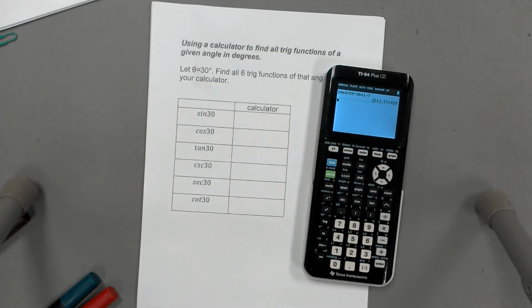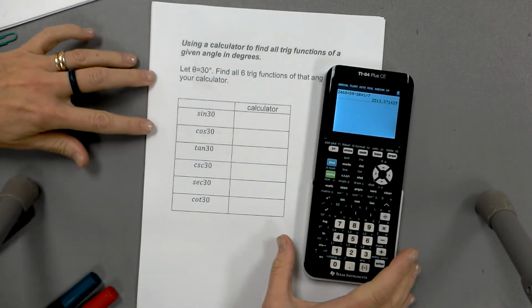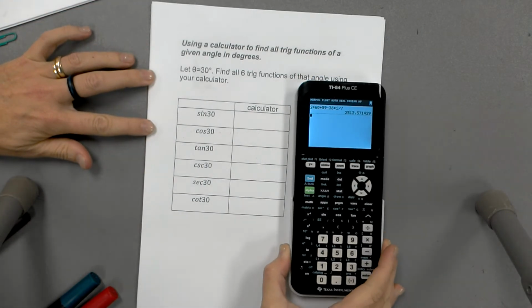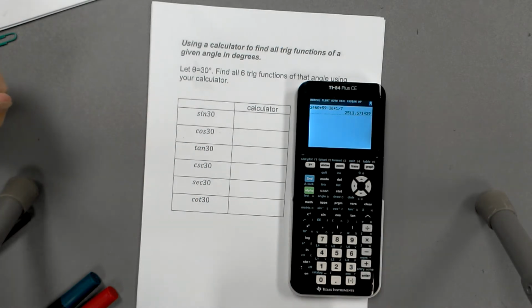It could be 2.5, it could be negative 20. It doesn't really matter what the angle is. The only thing that would change is the numbers that you type in.